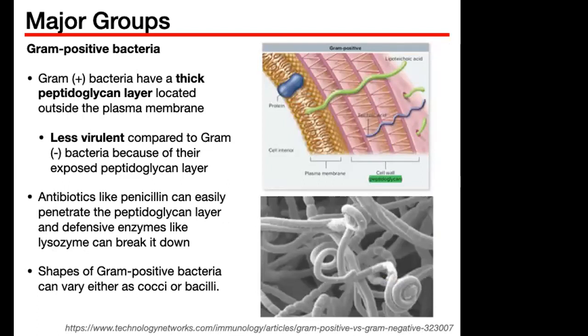So we know that in gram-positive bacteria, the outermost layer of the cell wall is made up of peptidoglycan and it's thick. And it's less virulent compared to gram-negative. So based on the premise that antibiotics are what is commonly used, because its peptidoglycan layer is exposed. Okay? So antibiotics, for example, like penicillin can easily penetrate this layer. And defensive enzymes like lysozyme can break it down.